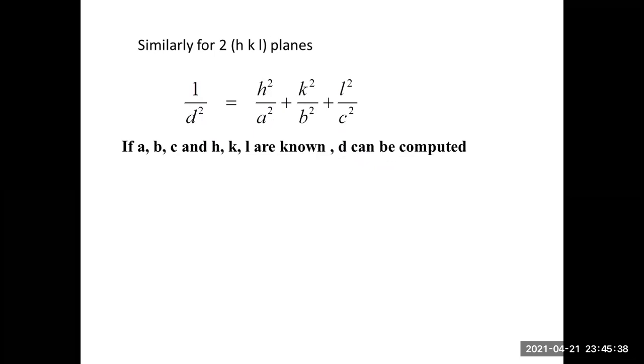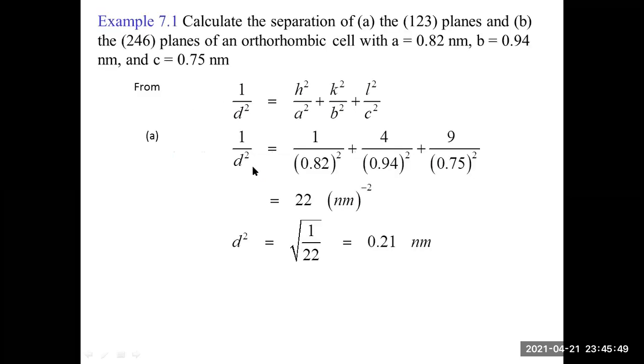Now that particular aspect is already mentioned. For 2 dimension, this is the case, and for 3 dimension, it looks like this particular format. So now we can calculate the problem. We just go for any mathematical problem. Here, one example we have shown you. Calculate the separation of the 1, 2, 3 plane and the 2, 4, 6 plane. There are two sets of planes. One is 1, 2, 3, and that is represented by HKL. And this is what the D part is.